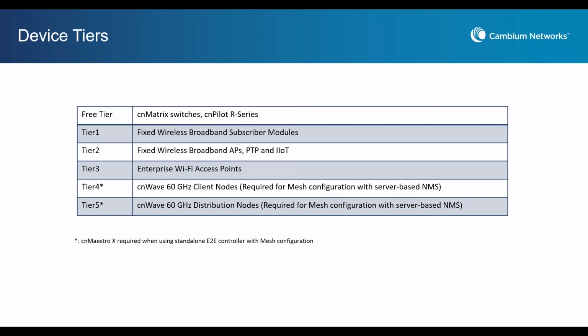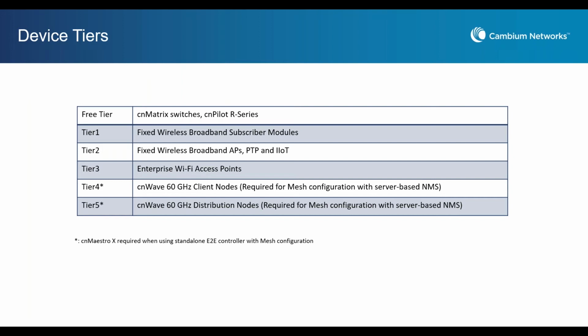Tier 2 is for fixed wireless broadband access points, PTP and industrial IoT. Those devices are all categorized and they fall into this tier 2 bucket. Tier 3 is all enterprise Wi-Fi access points, and tier 4 and tier 5 are reserved for cnWave. Tier 4 is for the client node, and again, cnWave is our 60 gigahertz solution, and tier 5 is the distribution node. Okay, and you need a cnMaestro X license for cnWave if you are using the mesh configuration or if you're using the end-to-end controller as a standalone controller.